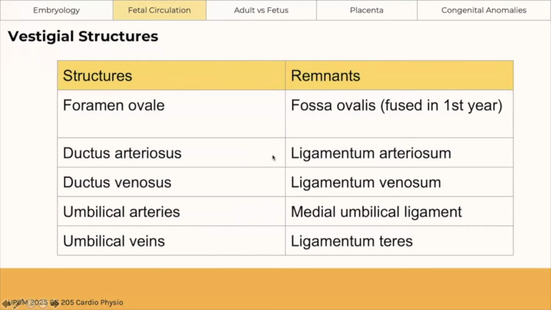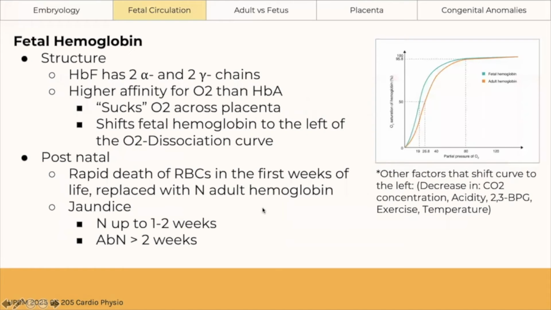So these special structures, again, won't persist in adult life. These are the remnants of those structures. Your foramen ovale becomes your fossa ovalis. Fossa, because it's now a depression and no longer a foramen, which is a hole. Your ductus arteriosus becomes your ligamentum arteriosum, and ductus venosus becomes ligamentum venosum. Umbilical arteries will become your medial umbilical ligament, and your umbilical veins will become your ligamentum teres.